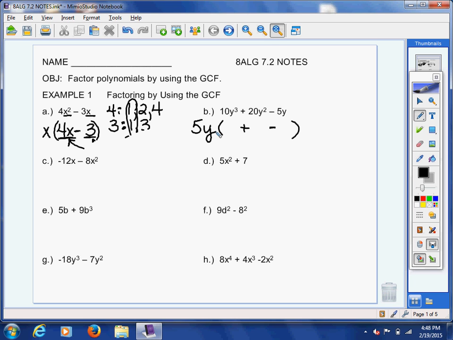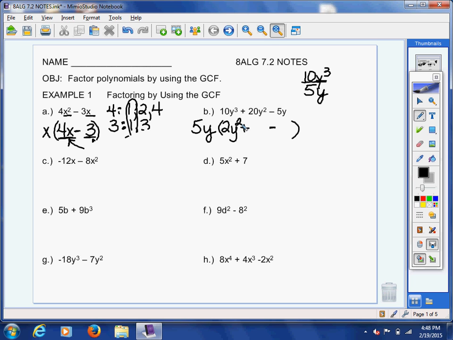Now what we want to do is figure out what's left behind if I pull out, or undistribute, or divide each term by 5y. What's left? If you need to, take each term and literally put it over 5y and see what you can come up with. What's 10 divided by 5? 2. What's y cubed divided by y to the first? y squared. Yep, you can do it that way. It's not a bad way to do it at all, if that makes sense to you.